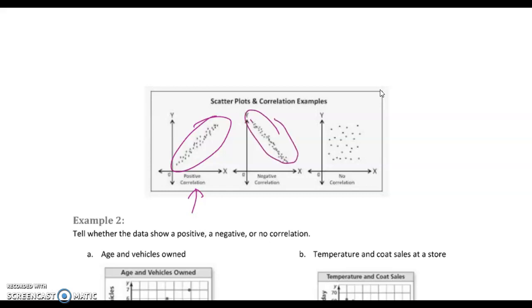Negative correlation is like this. If you drew a line down the middle of those points, it would have a negative slope, so it's a negative correlation. It means as the data on the x-axis increase, the y-axis decreases. And then no correlation is like this scatter plot, where it doesn't show somewhat of a line going through it. If the data make kind of a line, then there's some type of correlation. The closer they are to the line, the stronger the correlation is.